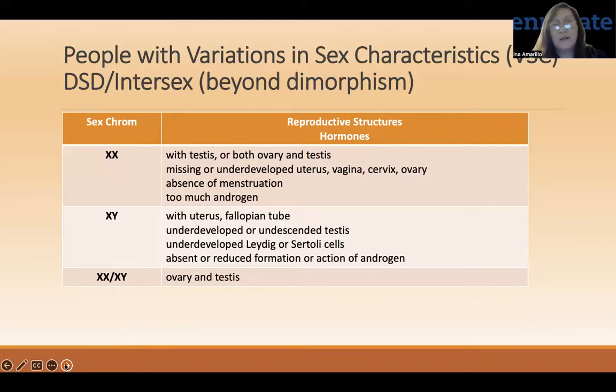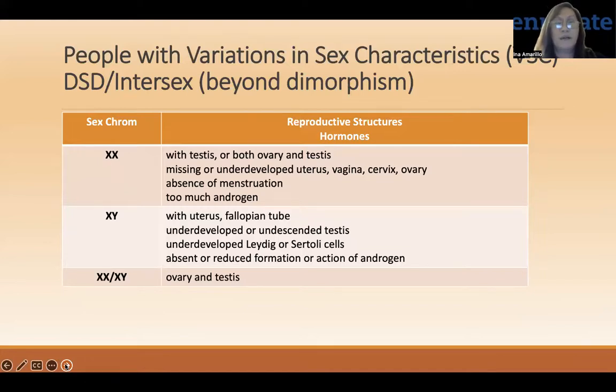So in our textbooks, we have XX are females, XY are males, and now we all know that not all XX would be females and would have female reproductive structures, endocrine hormones, and not all XY individuals would be male or would have male reproductive structures or endocrine hormones. So these, on the right of the table, would be some of the individuals.